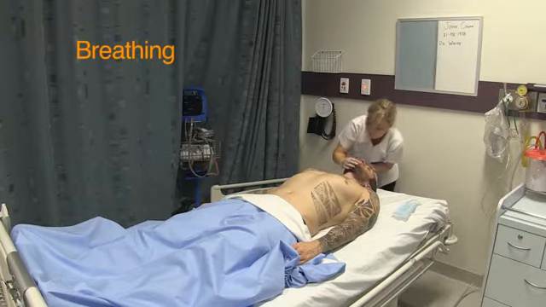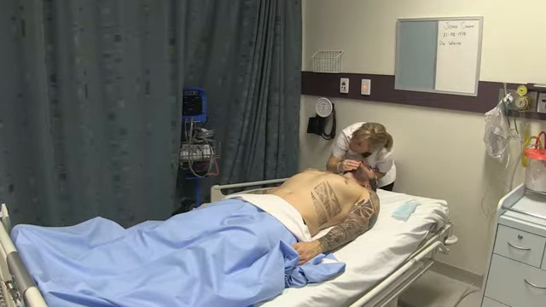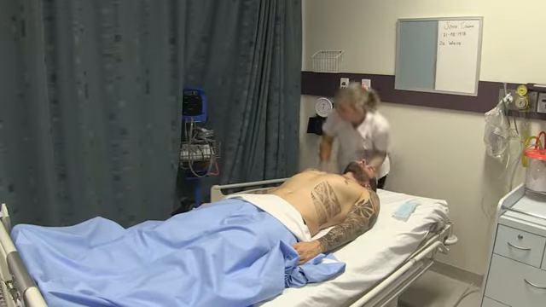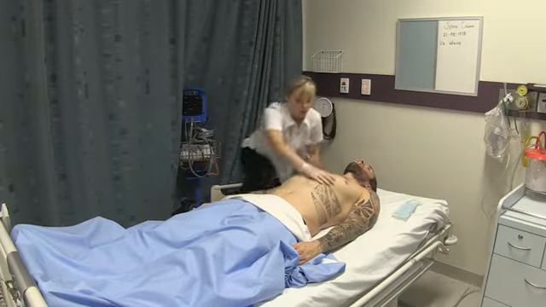Breathing. Once the airway is clear and open, then breathing can be checked with the look, listen, and feel approach. Look and feel for movement of the upper abdomen or chest. Listen for air leaving the nose or the mouth. If breathing is absent, then you need to immediately commence cardiac compressions.